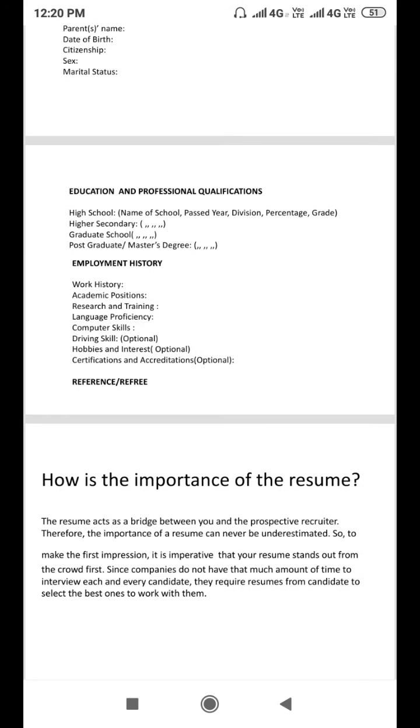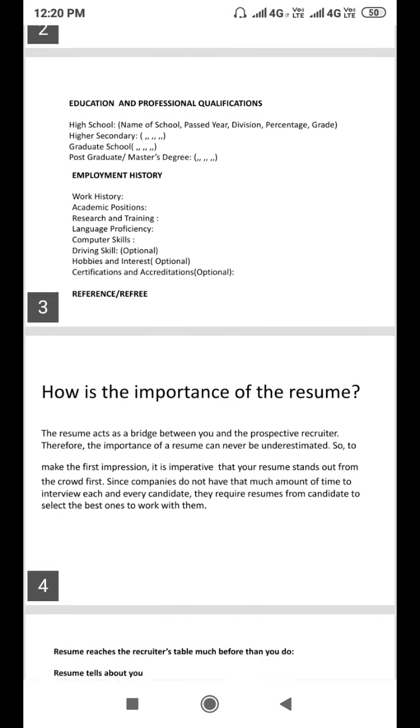And if you have already worked, if you have some work experience, then you can also mention employment history, work history, academic position, training, and research, language proficiency, computer skills, driving skills, hobbies, etc. That's also. And you can give references.